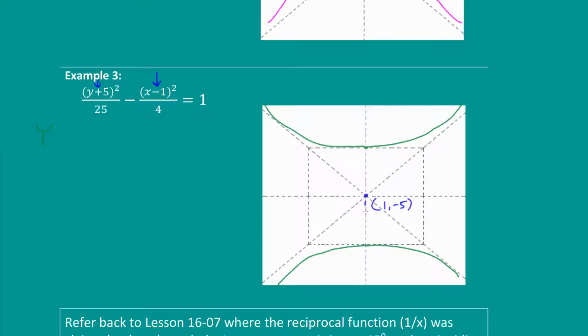But our transverse axis, which is this one right here, let's go a different color. Our transverse axis is the square root of 25, which is 5. Our conjugate axis is the square root of 4, which is 2.